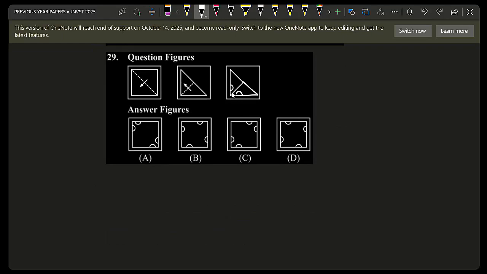And when you open this second layer to become the original paper, the square will be filled, and you can see this hole is going here and this hole is going here. So which option is correct? I can see that option C, 29, option C is correct. Go to the next one, 30.